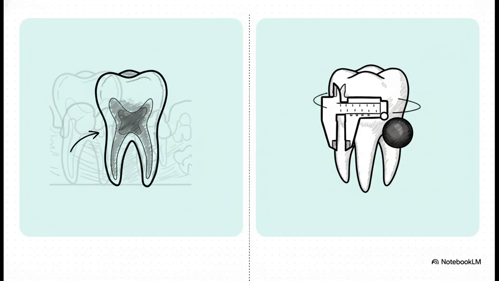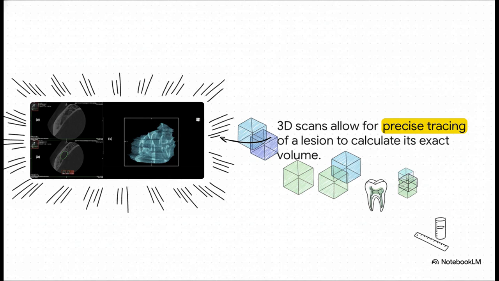But on the right, that's the 3D CBCT scan, and it is a total game changer, giving us a complete three-dimensional view of everything. And here's why that 3D view is so powerful. With this tech, researchers can actually go in, slice by digital slice, and trace the exact outline of the infected area. That means they can calculate its precise volume. So we're not just guessing from a flat shadow anymore, we're literally measuring healing in cubic millimeters. That kind of precision is everything.